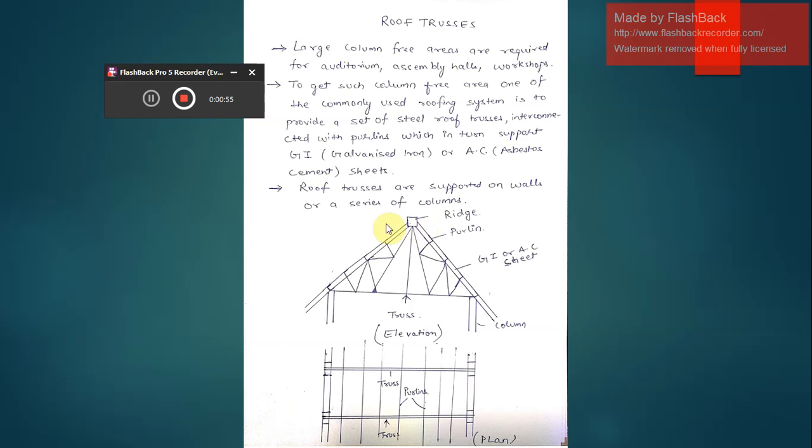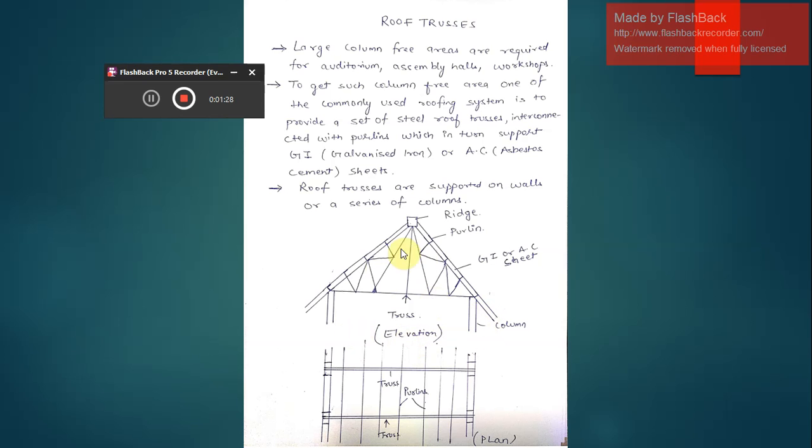Here you can see a roof truss. The topmost peak point is named as the ridge, and these are the purlins. You can see the channel sections are used here, and on those purlins are supported these GI or AC sheets, and these top chord members we will discuss in a later slide. These are known as the top chord members, and these are the bottom chord members of a roof truss, and they are mainly supported on either columns or walls.